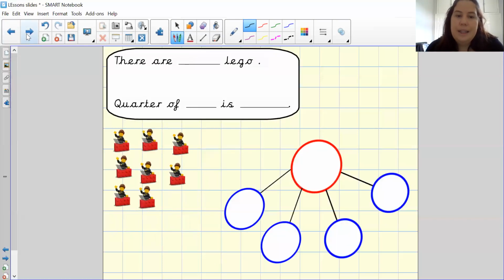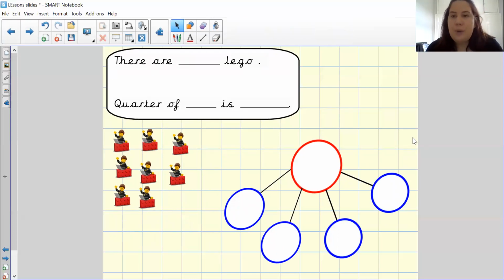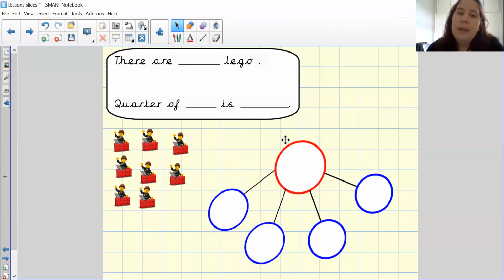Okay, let's try it with this one. So there are some Legos. I would like you to try and do this one by yourself at home. So you're going to have to draw your part-whole model onto a piece of paper and then solve the stem sentence. You have to write the stem sentence down and fill in the missing gap. So please stop the video now and answer that question, please.